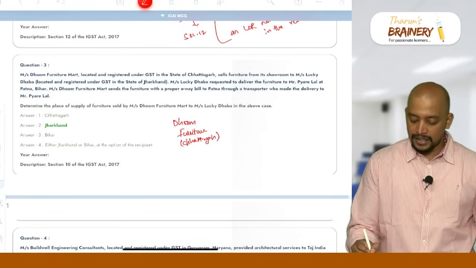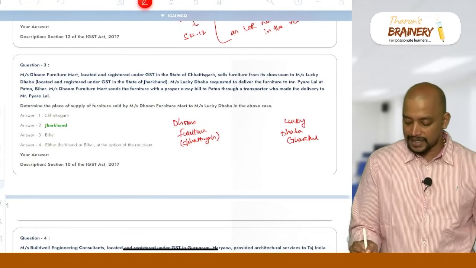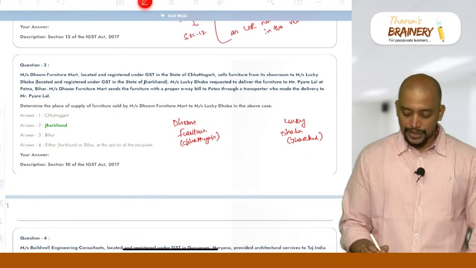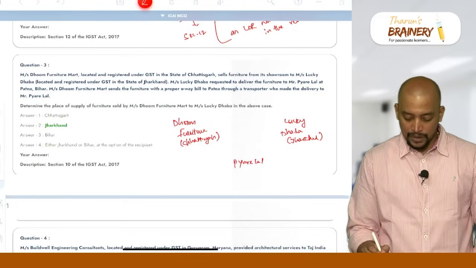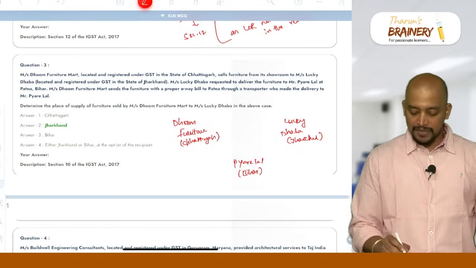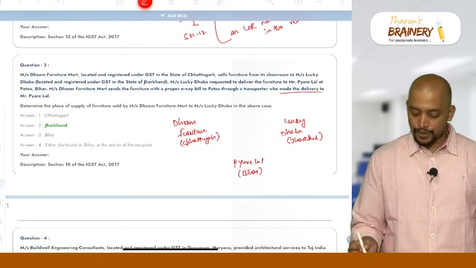Okay. And where is the other person? Lucky Dhaba. So where is Lucky Dhaba located? Lucky Dhaba is located in Jharkhand. And they wanted it to be delivered to Pyare Lal. Where is that Pyare Lal located? In Bihar.